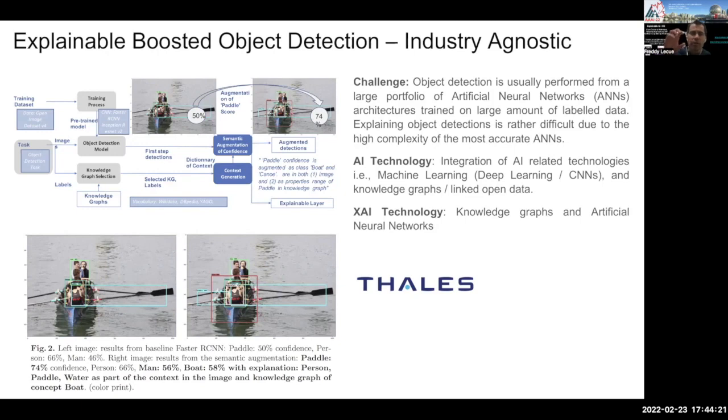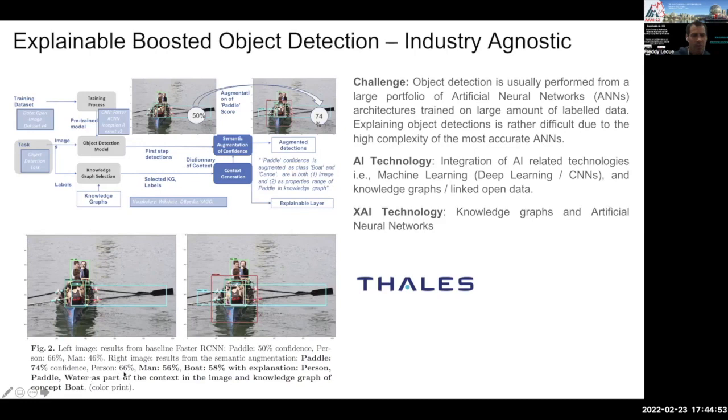So you detect an obstacle or an object, and some are not detected because the threshold is too low. How do you make that happen? Initially you don't have the information about the paddle, so if you use classic techniques, you get paddle 50%, person 60%, man 46%. And on the right-hand side, this is the end result.